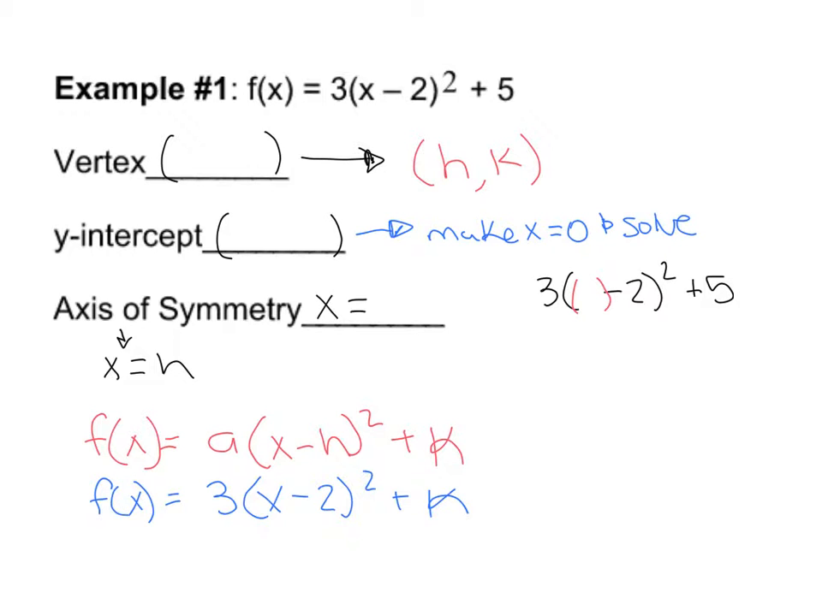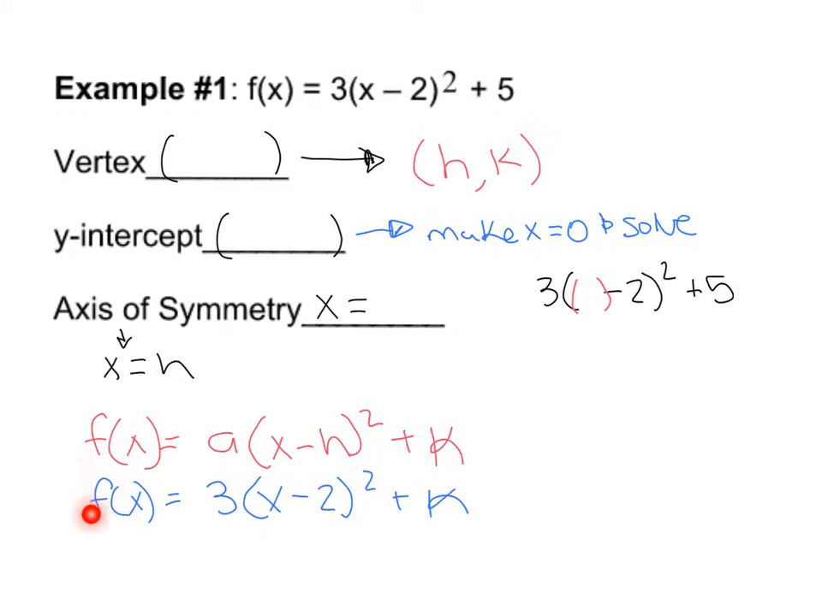All right, example 1. f of x equals 3 times x minus 2 squared plus 5. This is pretty straightforward. It's already written in vertex form, and from this form we're going to be able to figure out these three things: what the vertex is, what the y-intercept is, and what the axis of symmetry is. So, to give you a little help here: the vertex, remember, is (h, k). The y-intercept is where we make x equal to 0, and then we solve. The axis of symmetry is x equals h. It's an actual equation. So, let's start off with the vertex.